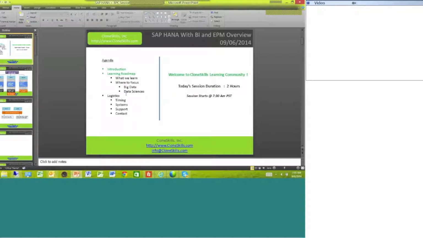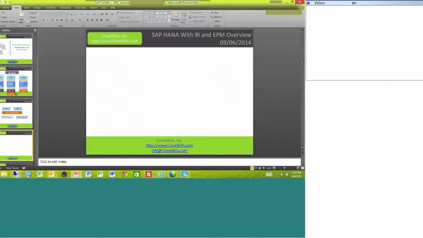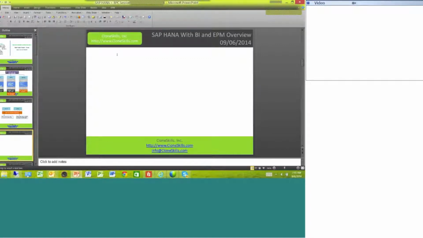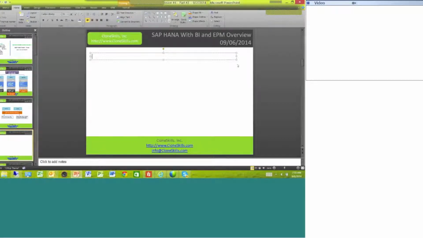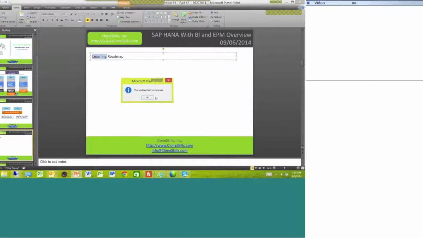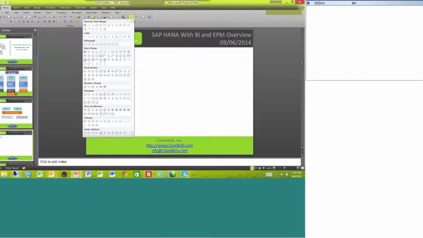So what are we going to learn and where to focus? How does the learning work? The learning is divided into two areas: the common area and the core area. We are talking about the learning roadmap. How are we going to learn this? The learning roadmap is going to be like this for both tracks.